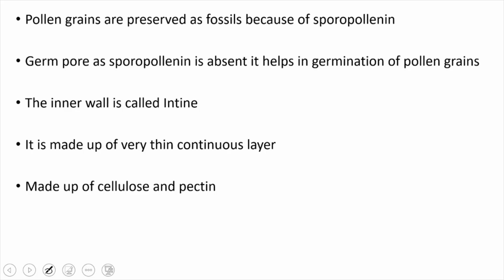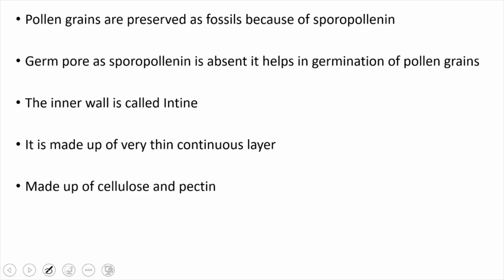What is the function of the germ pore? A special process called pollination occurs, right? When the pollen grains fall on the stigma, they have to germinate. That means a pollen tube will form which carries the male gametes near the female gametes, right? So the germination of the pollen grain takes place at the germ pore only, because sporopollenin is absent there. So when they fall on the stigma, the pollen tube arises from the germ pore only, right?